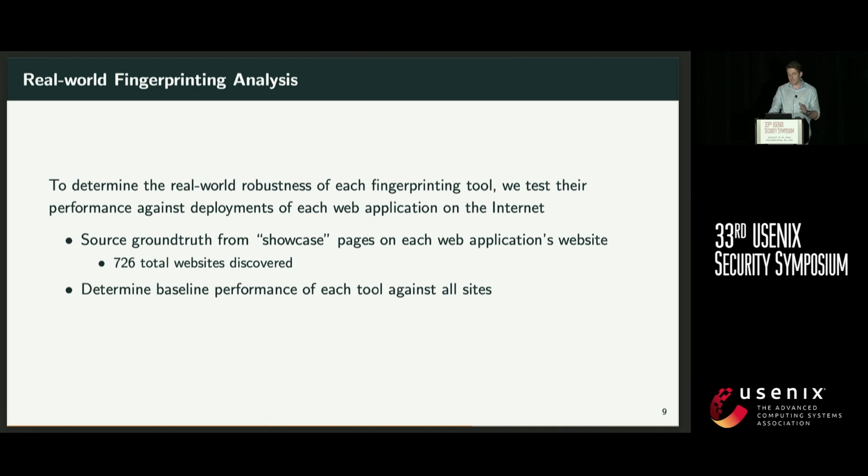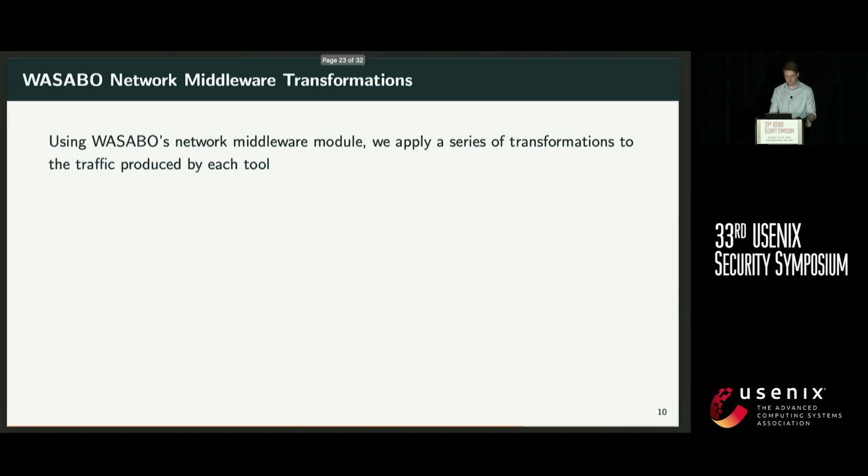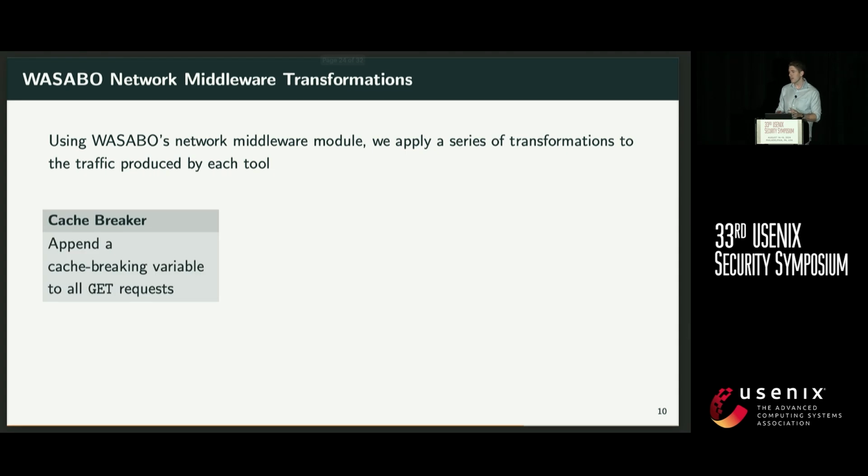So we determined a baseline performance against all these sites, just right out of the box, just throw our fingerprinting tools at them. And then we also repeated the scans with a series of network transformations applied to the network traffic coming back to each tool from the sites. So we created 3 different network transformations, very simple things to get around a few of the most common bits of trouble that fingerprinting tools run into.